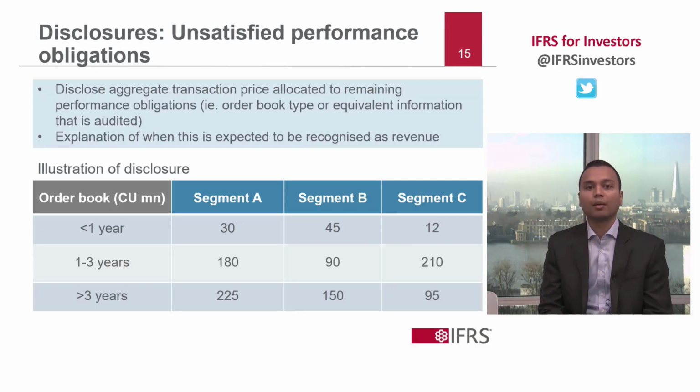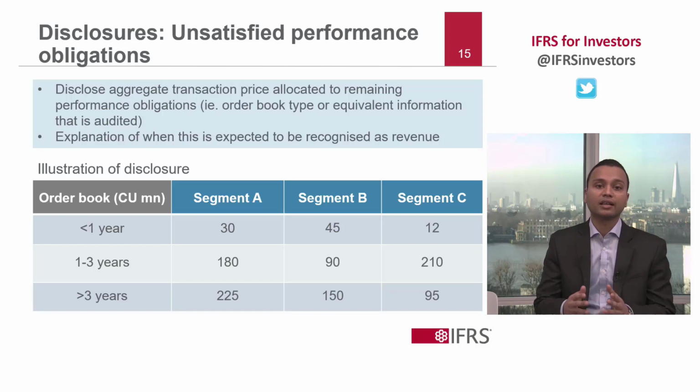Our next example illustrates disclosure of the aggregate unsatisfied performance obligations, as well as expectations on when these are to be satisfied in the future. The company example on this slide has labeled the aggregate unsatisfied performance obligations as the order book, and IFRS 15 does not restrict companies from doing so. This may not always be the case, and companies may provide order book information which is not prepared in accordance with IFRS 15 separately from the unsatisfied performance obligations disclosure. Therefore, investors should be careful when dealing with different pieces of information.